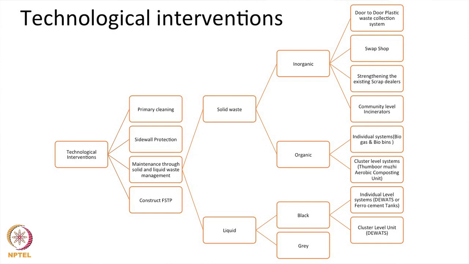Organic goes to individual systems like biogas and biobins in individual houses. Cluster level systems, like the ACU that I showed you. Liquid waste management: black water has to go into individual septic tanks, better septic tanks, and cluster level units like DEWATS that we will show you. Letha will be explaining how they constructed this. Flow measurements were done, wastewater quantity and sampling were done, and then they arrived at a cluster level unit. That experience we will explain to you tomorrow.